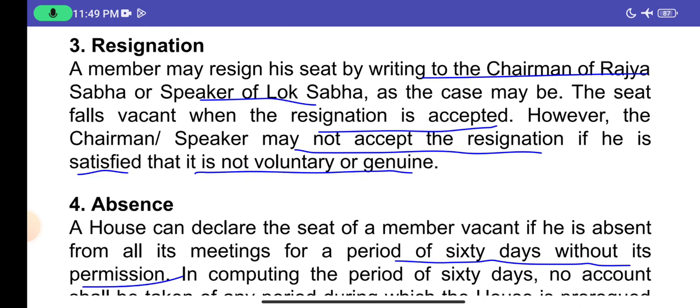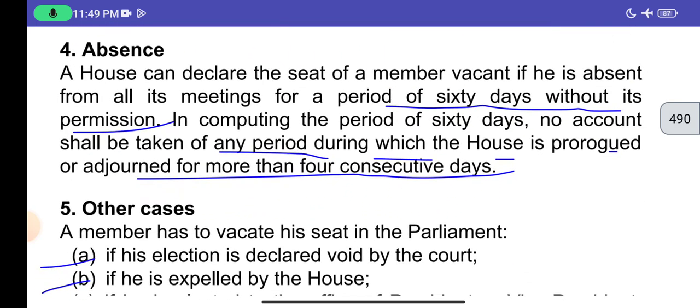Absence. A house can declare the seat of a member vacant if he is absent from all its meetings for a period of 60 days without its permission. In computing the period of 60 days, no account shall be taken of any period during which the house is prorogued or adjourned for more than 4 consecutive days.